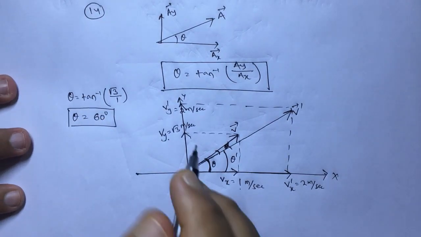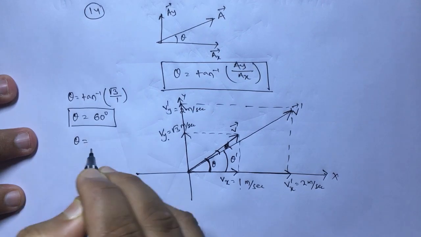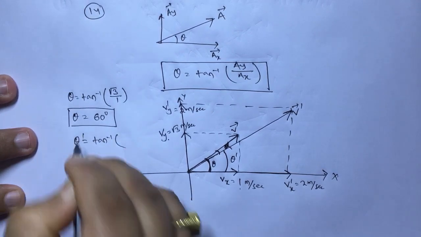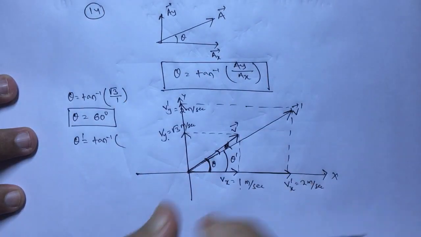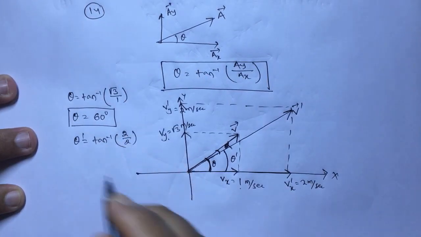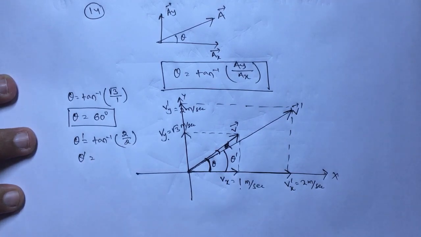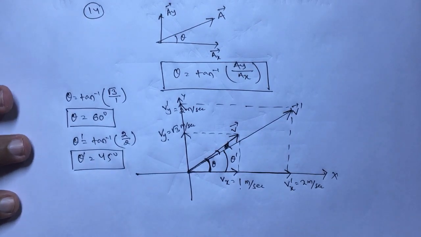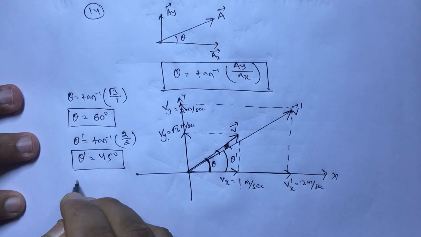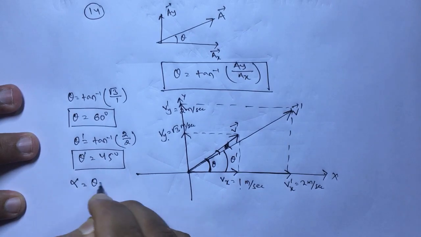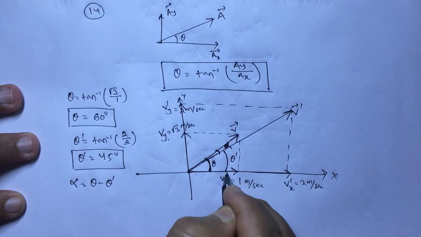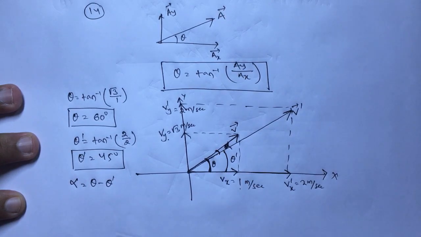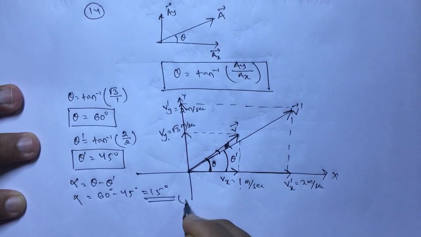Similarly, for the other one, theta dash equal to tan inverse of Vy dash by Vx dash, means 2 by 2. Now what is tan inverse of 1? In the tan table you will get tan 45 degree equal to 1. So theta dash we got is 45 degree. Now, alpha, from the diagram it is very clearly seen, is nothing but theta minus theta dash. This angle minus this angle will give you this angle. So alpha will be equal to 60 minus 45 degree, or equal to 15 degree. So that is the answer.